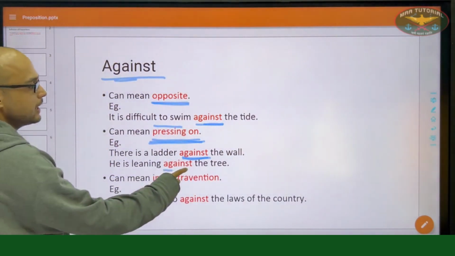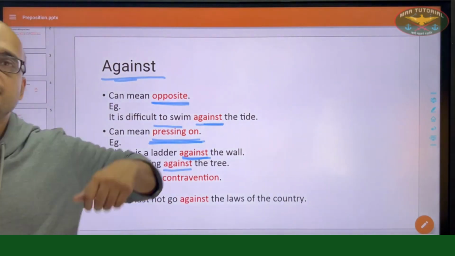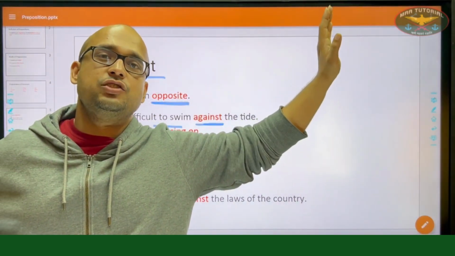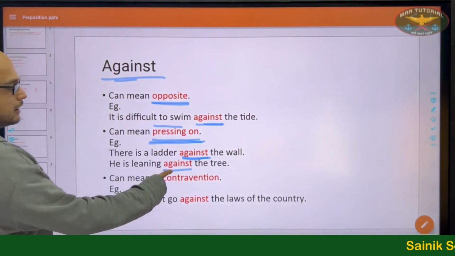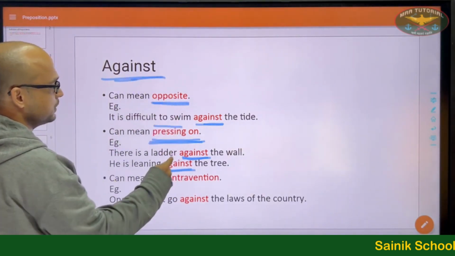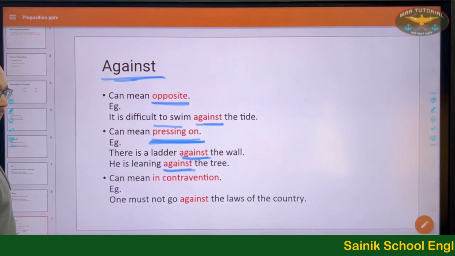He is leaning against the tree. Now someone is leaning against the tree. If there is a tree and they're leaning against that tree, pressing on that tree, he is leaning against the tree. So we see against can also be used to mean pressing on.